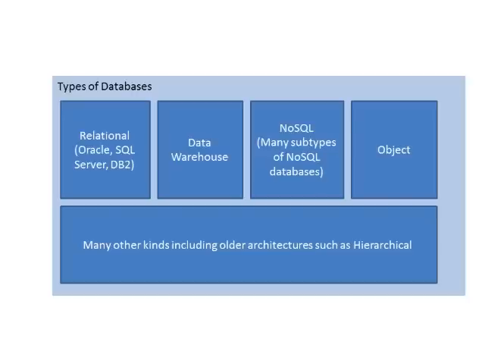Now, there are several different types of databases or database management systems. Relational databases like Oracle, Microsoft SQL Server, and DB2. Data warehousing databases. NoSQL databases. And there's many subtypes of NoSQL databases. MongoDB is a very popular one right now. There's a lot of document databases and graph databases that are NoSQL databases. Object databases, and then there's many other kinds, such as hierarchical and some of the older structures.